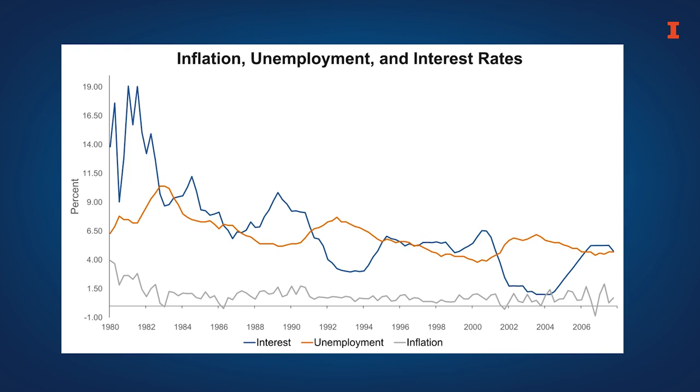Using monetary policy to stabilize business cycles has been the norm for many central banks in the modern era. But has this approach been successful? Based on the US experience since the 1980s, you might cautiously conclude yes. Here's inflation, unemployment, and interest rates in the United States since 1980.